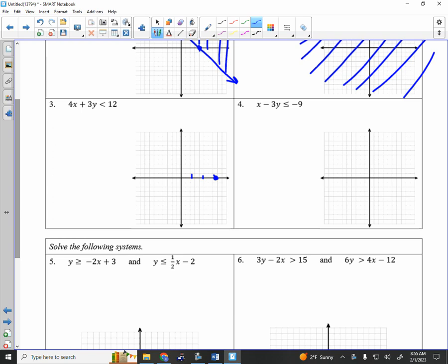To find the y-intercept, I plug 0 in for x. If I plug 0 in for x, what is the y-intercept? 4. Solid line or dashed line? Dashed line.